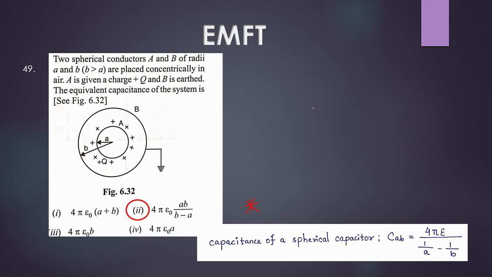Capacitance of a spherical capacitor is 4 pi epsilon divided by 1 by a minus 1 by b. If you simplify 4 pi epsilon into, here ab will go to the numerator by b minus a. So the second option is right. This is a standard result also. The capacitance of a spherical capacitor C_ab equals 4 pi epsilon divided by 1 by a minus 1 by b.